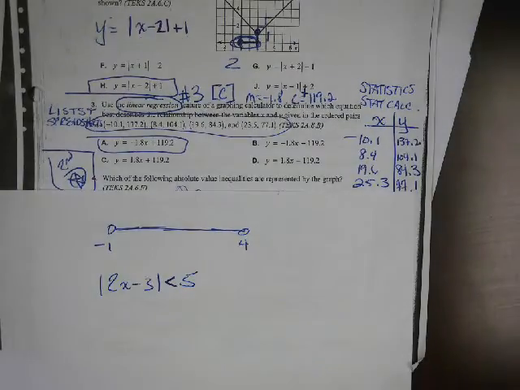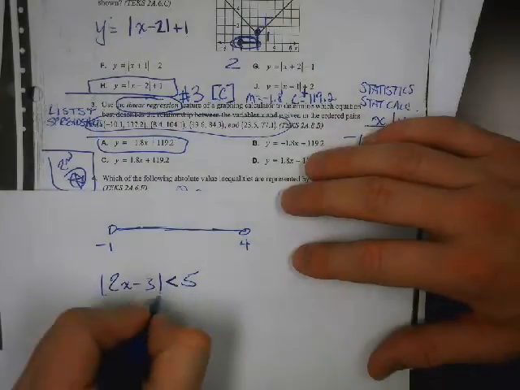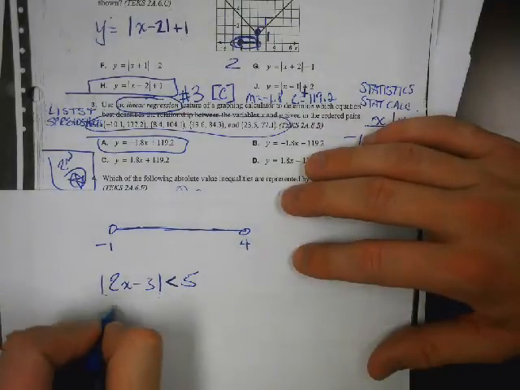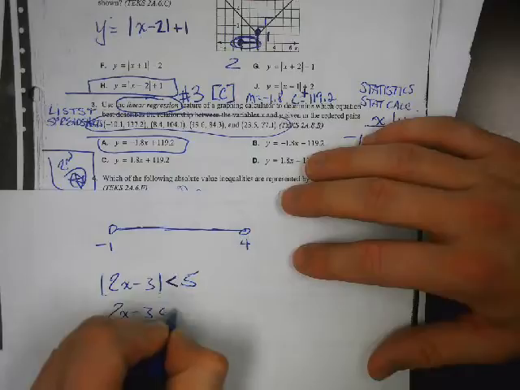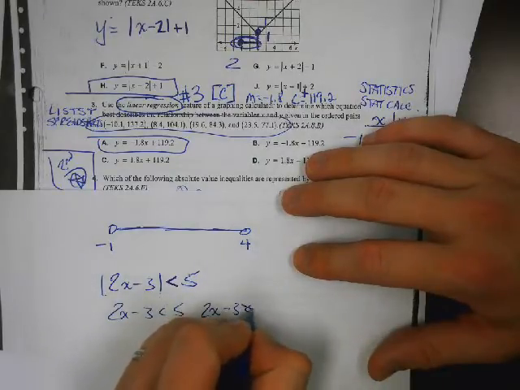Okay, so here's what that would look like. We're ready to break our absolute value symbols, so we're going to have 2x minus 3 is less than 5, and 2x minus 3 is greater than negative 5.